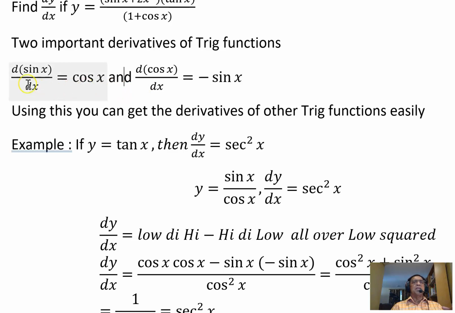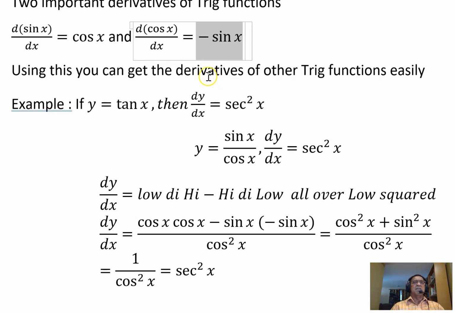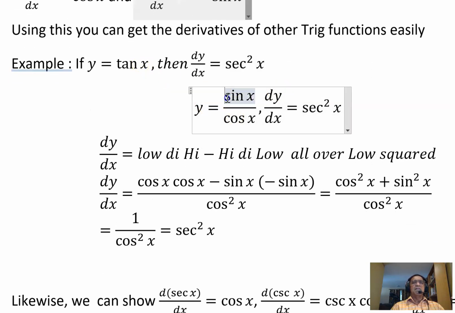So first, the derivative of sine x is cosine x, and the other one is that the derivative of cosine x is negative sine x. Sine and cosine are basically the foundations for all trig functions, and if you know those, you can find the others. For example, if you want to find the derivative of tangent x, you can show that it is secant squared x. How do you get that? Because we know that tangent x is sine x over cosine x, and we know the derivative of sine x and the derivative of cosine x. So if you just use the quotient rule, you get the answer.